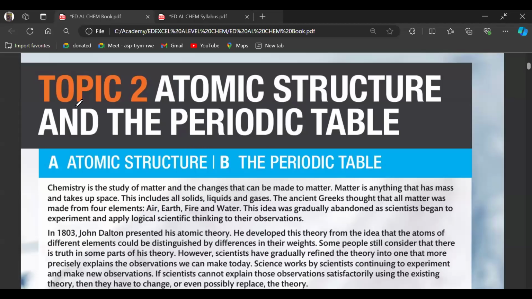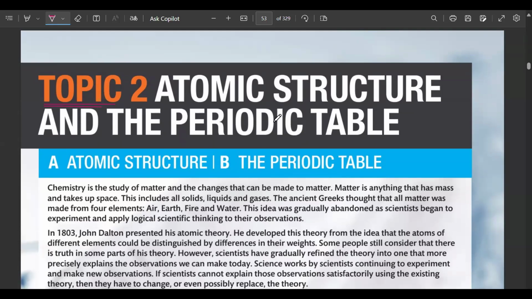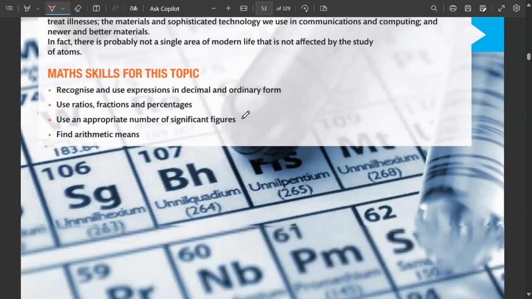All right, so today we'll be starting off with topic number 2 of your unit number 1. Unit number 1 has 5 topics in total. Topic 1 has been completed, which consisted of 1A, 1B, C, D, and E. Today we'll start off with topic number 2, which is atomic structure and the periodic table.